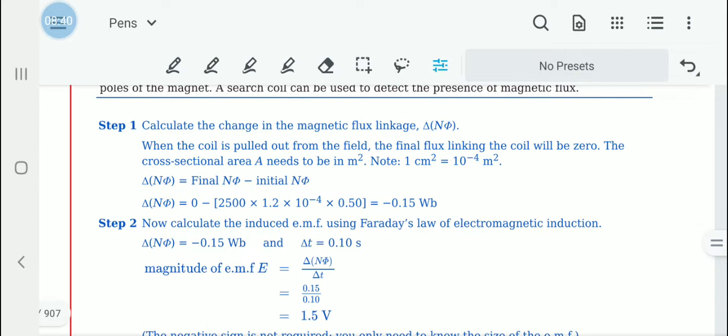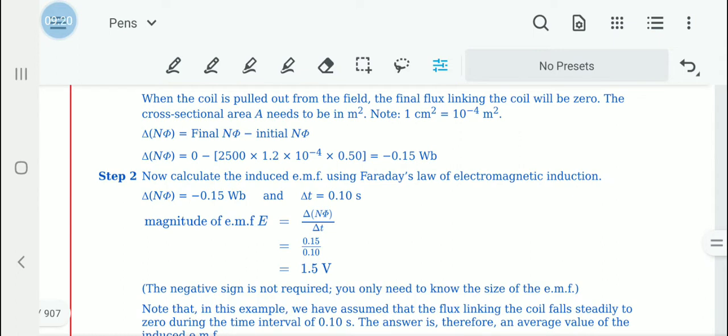Then the change in N phi is equal to final N phi minus initial N phi. The final N phi is 0. The initial N phi is going to be 2500 multiplied by BA, 1.2 into 10 to the power minus 4 multiplied by 0.5. Then after we get this value, we get the final answer to be minus 0.15 Weber.